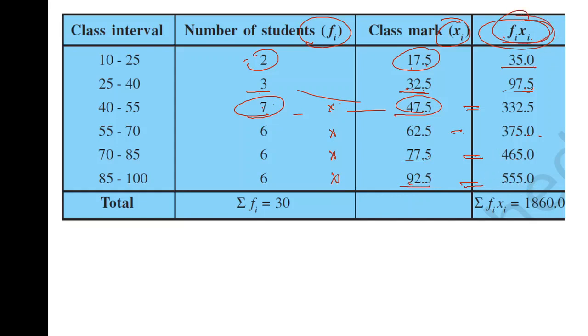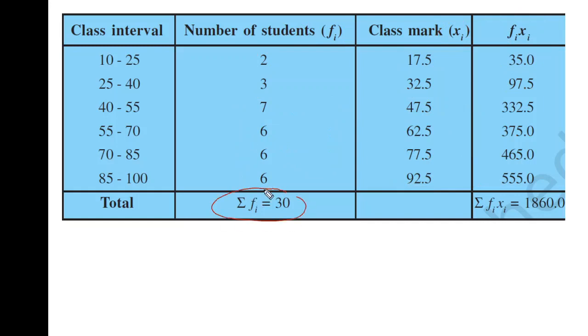So what further will we do? We have to find sigma Fi and sigma Fi Xi. For this, 2 plus 3 is 5, 5 plus 7 plus 6 plus 6 plus 6 will be equal to 30. So sigma Fi is equal to 30 now. Similarly, you have to find sigma Fi Xi. Please add all the numbers. After adding you will find 1860. So now you have sigma Fi and sigma Fi Xi.